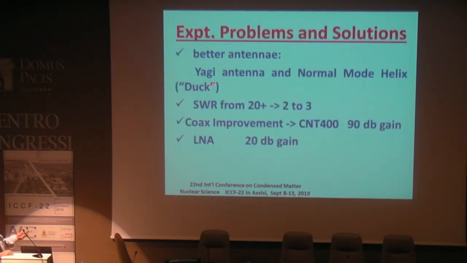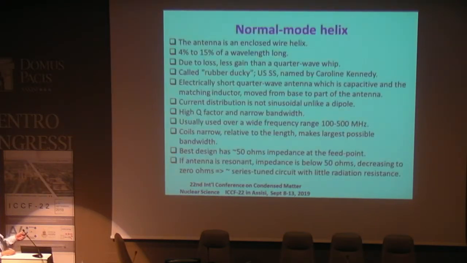We've used a Yagi. We use what's called the normal mode helix, called the duck antenna, named by Carolyn Kennedy, and the Secret Service picked it up, and since then everybody uses that. And this is a tiny antenna that I'll show you that we put inside the Fabry-Perot box, which itself is within a Faraday cage, because we don't want any emissions of this into the environment, and we pick up a humongous signal.